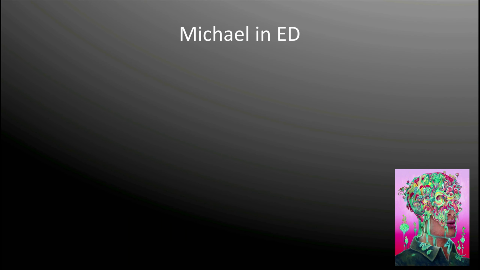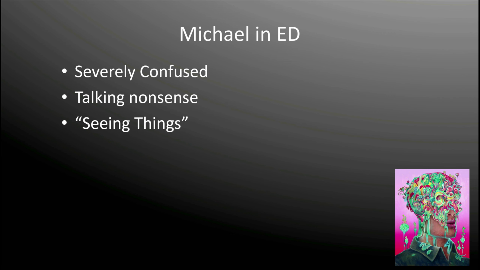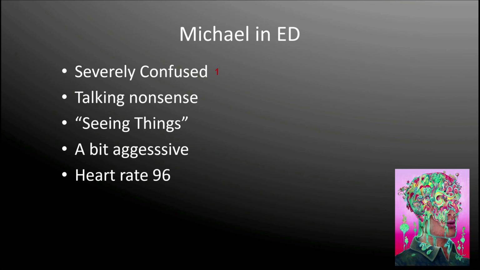Well, what happened to Michael? He became severely confused, talking nonsense. He started seeing things. He was a bit aggressive. His heart rate was 96, his blood pressure 96/50. His respiratory rate was 22.